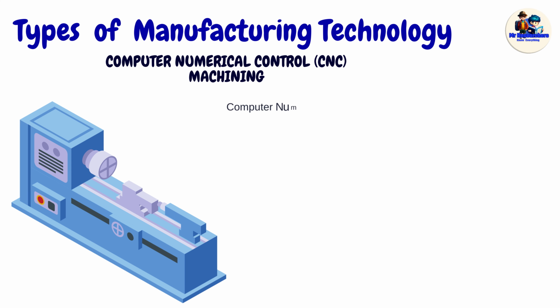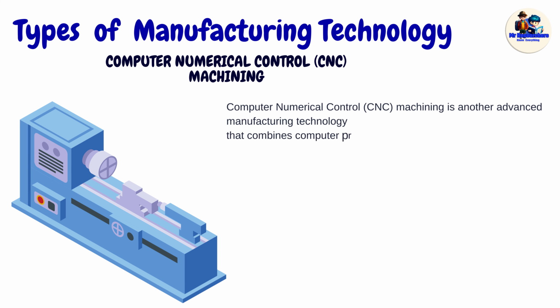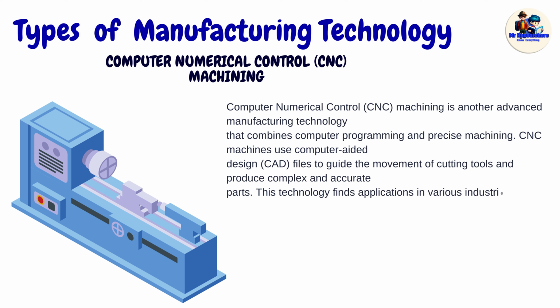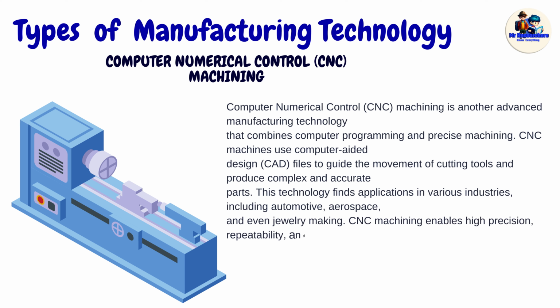3. Computer Numerical Control, CNC, Machining. Computer Numerical Control, CNC, machining is another advanced manufacturing technology that combines computer programming and precise machining. CNC machines use computer-aided design, CAD, files to guide the movement of cutting tools and produce complex and accurate parts. This technology finds applications in various industries, including automotive, aerospace, and even jewelry making. CNC machining enables high precision, repeatability, and the production of intricate shapes and features.